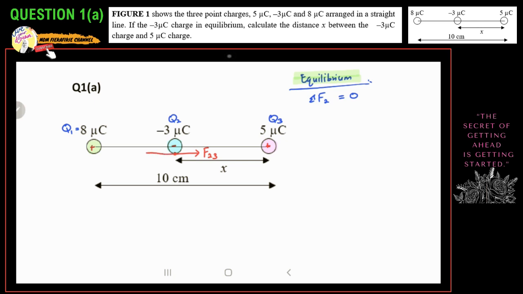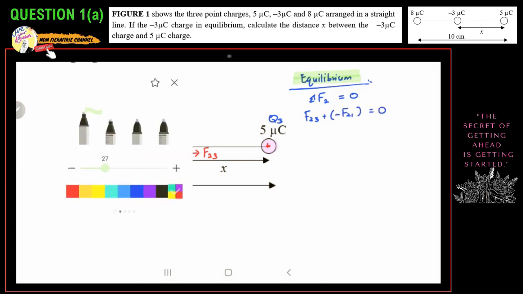Alright, and same goes to this one. Okay, Q2 will be attracted to Q1, therefore the direction is to the left, and it is equal to F on 2 due to 1. So please remember, if the direction of the force is to the right, means that the value is positive. If the direction is to the left, means that the value is negative. Okay, so now let's substitute. The total force on Q2 is equal to F23 to the right plus negative F21, and it's equal to 0.